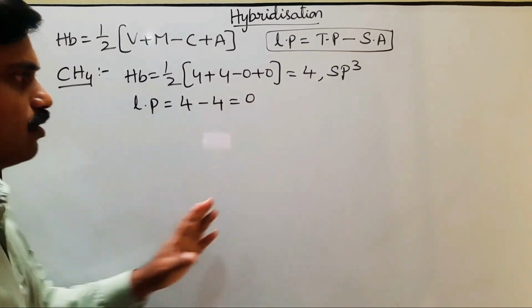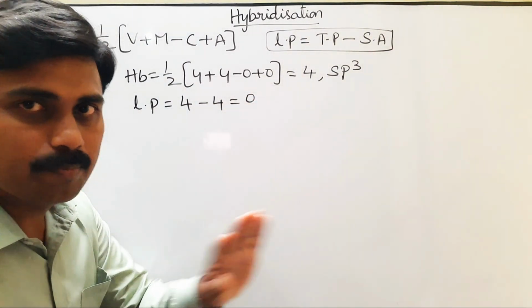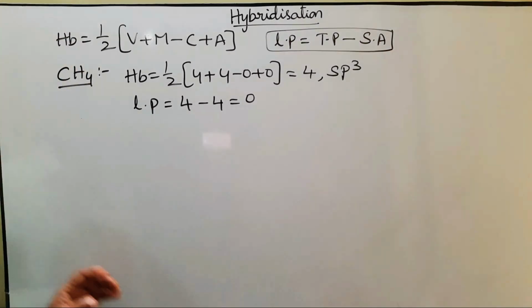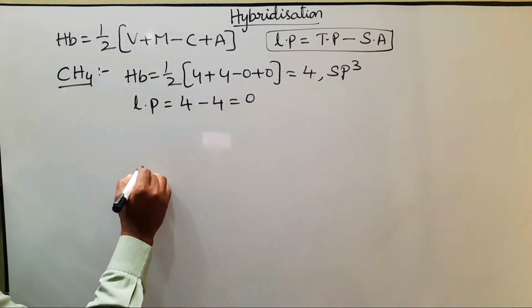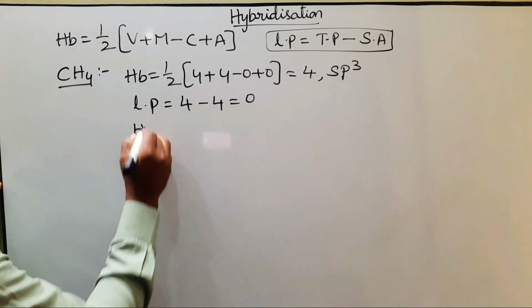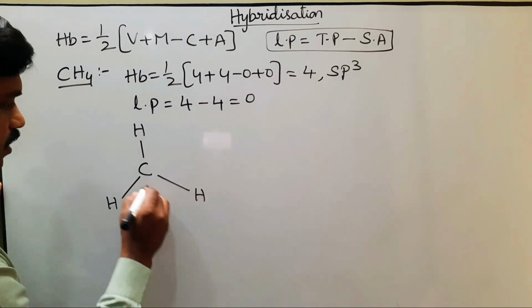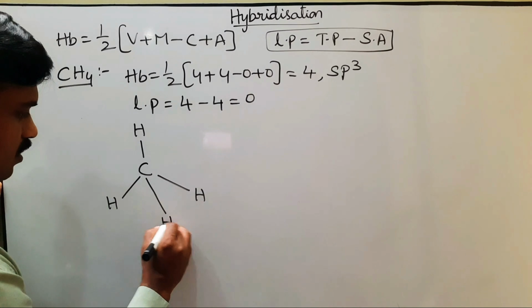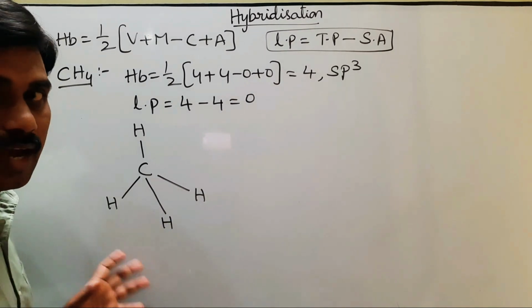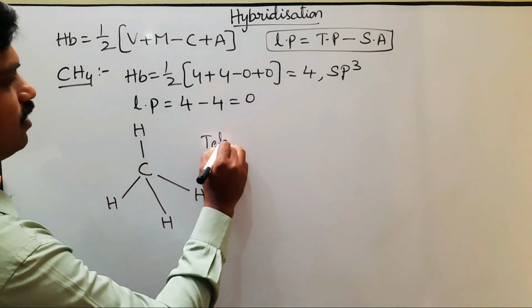Now lone pairs equal to 4 minus surrounding atoms with central atom also 4. 4 minus 4, 0. So this molecule is having no lone pairs. That's why it is a regular molecule. Look at the structure of the molecule. Carbon can form 3 bonds. All the 3 bonds on the plane. And one more bond is there, which is a tetrahedral molecule. It is tetrahedral shape.